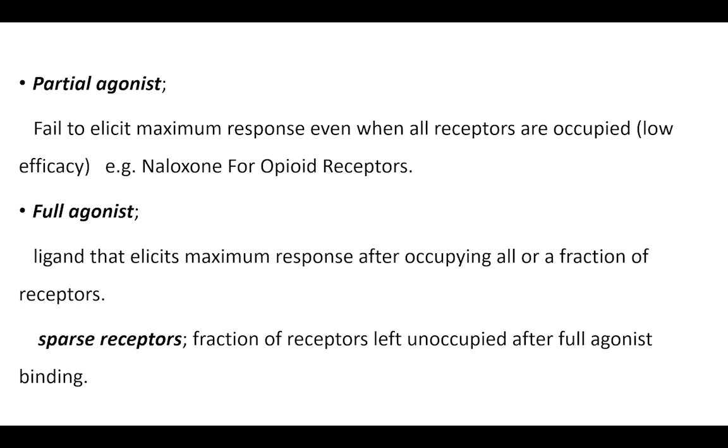An example is naloxone for opioid receptors, meaning that even when we have naloxone in high concentration and all receptors have been bound, we can never have a maximum response. Then a full agonist is a ligand that elicits a maximum response after occupying all or a fraction of receptors. Then spare receptors are a fraction of receptors that have been left unoccupied after full agonist binding.